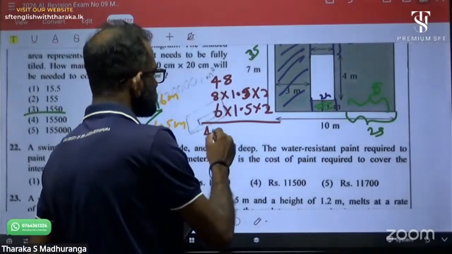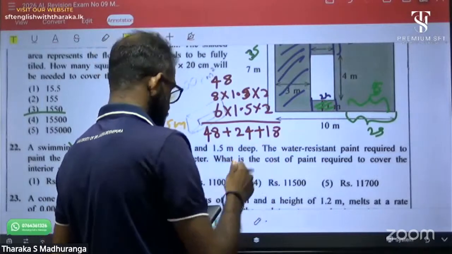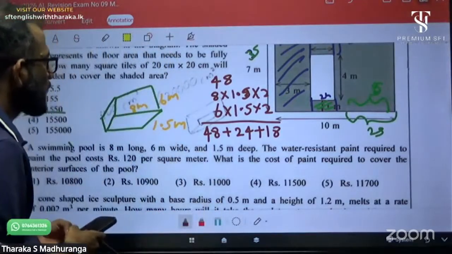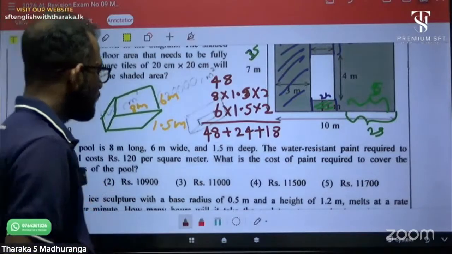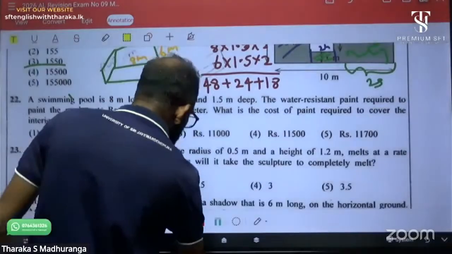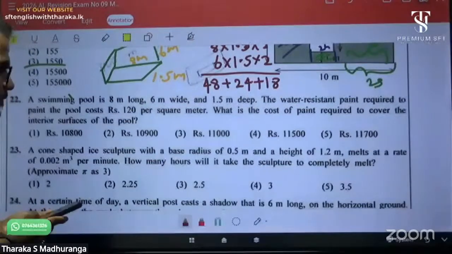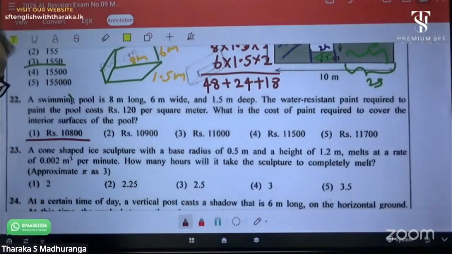That means 48 plus 24 plus 18, which is 90. Then 90 multiplied by 120, it is 10,800.